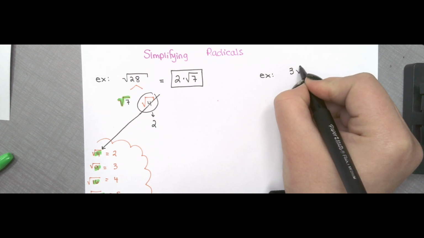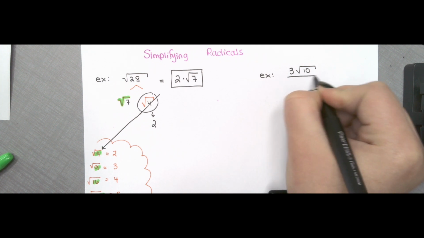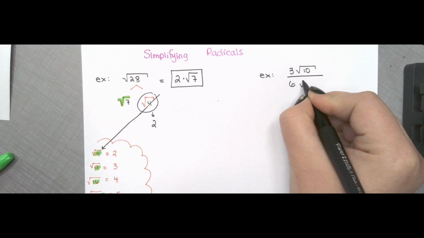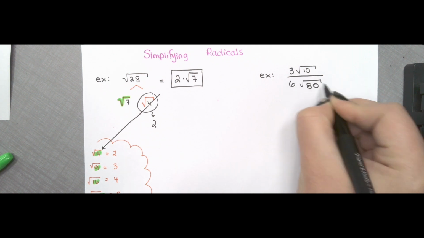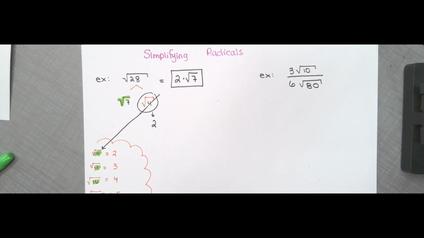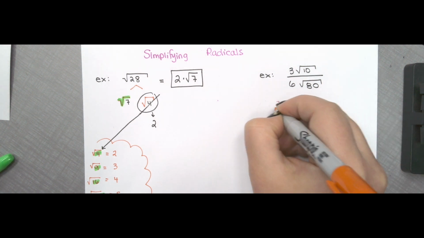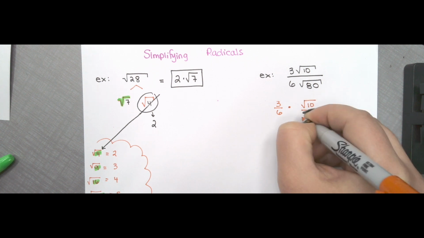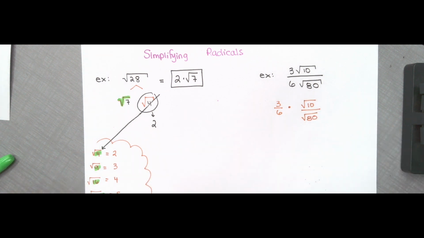Three square root of 10 divided by 6 square root of 80. Whenever you have something like this with a fraction, split it up. 3, 6, both of these are outside the radical. Square root of 10, square root of 80. Now here you have a choice. You can do this 2 different ways.